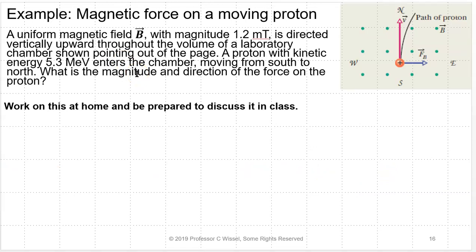So here's an example. We have a magnetic force on a moving proton. A uniform magnetic field with a magnitude of 1.2 millitesla is directed vertically upward through the volume of a laboratory chamber, shown pointing out of the page directly at you. See these little dots? That means the magnetic field's pointing at you out of the page. A proton with kinetic energy of 5.3 MeV enters the chamber, moving from south to north. That, of course, is up the page here. What is the magnitude and direction of the force on the proton?